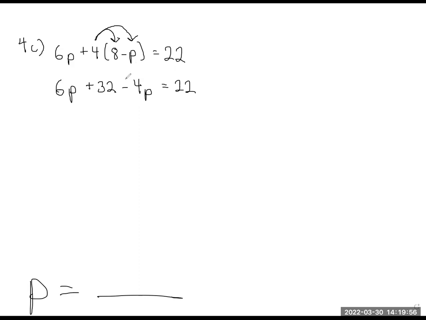Even if you might be wrong, try it and be wrong, because even that will teach you something. But in this case, you're right. But yeah, even if you're wrong, try it. But you're right. 6, 4, negative 4. We can group those. And at the same time, 32 and 22 are like terms. We're going to have to group those somehow. So let's do the first one. 6p, negative 4p, that becomes 2p.